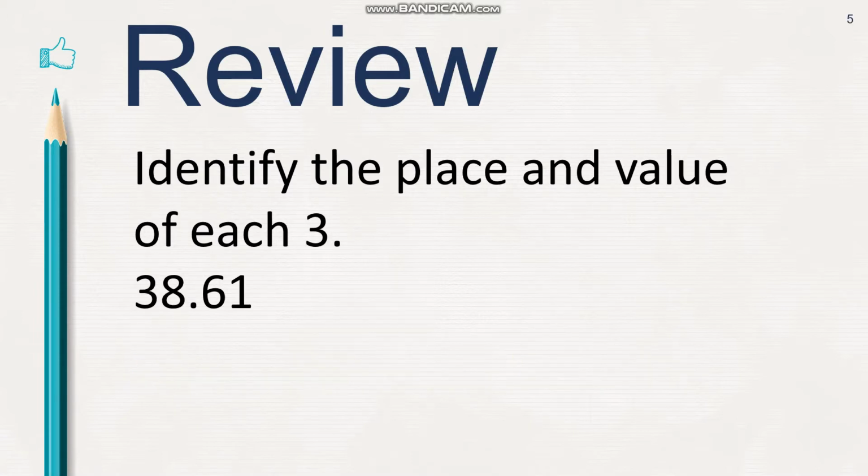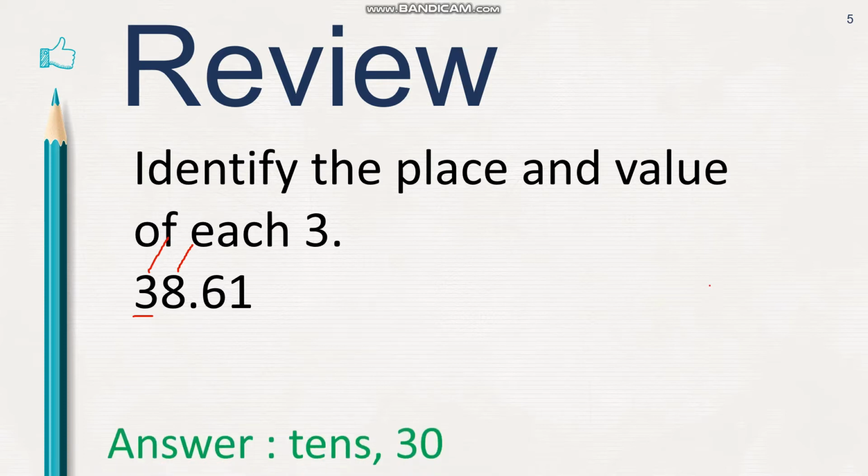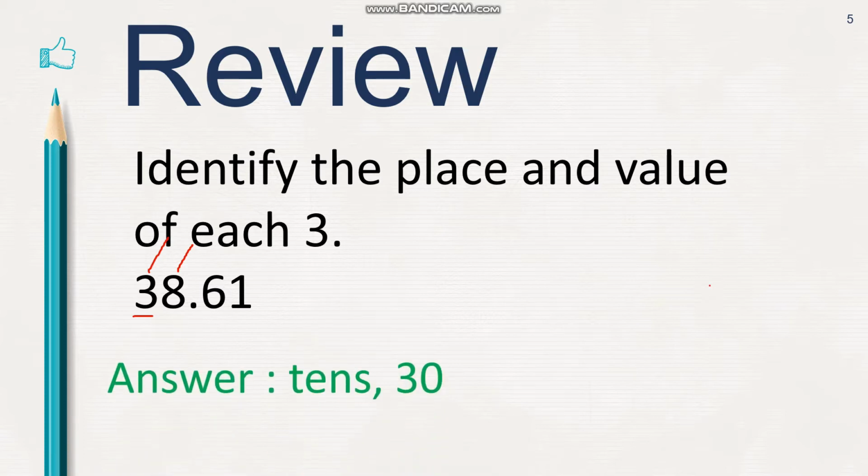Let's identify the place value of 3 here. Since 3 is a whole number, and the whole number starts with the ones place followed by tens, 3 is in the tens place. So 3 multiplied by 10, the value of 3 is 30. So the place value is tens and the value is 30.